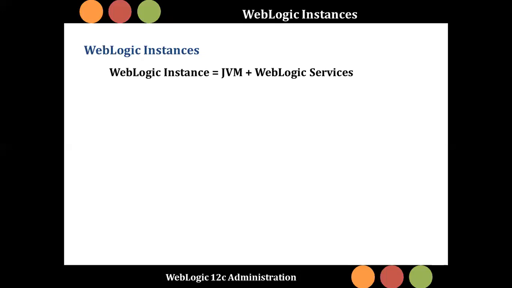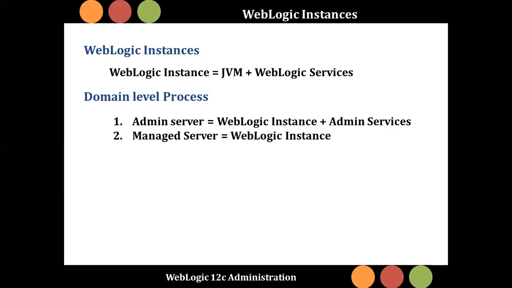Now, how many kinds of WebLogic instances do we have? In that case, we're going to divide the WebLogic instances into two categories. Number one, a domain level process or a domain level instance. A domain level process is of two types, the admin server and the managed server. A managed server is the default WebLogic instance, and your admin server is the default WebLogic instance along with your admin services. It has got an extra edge.